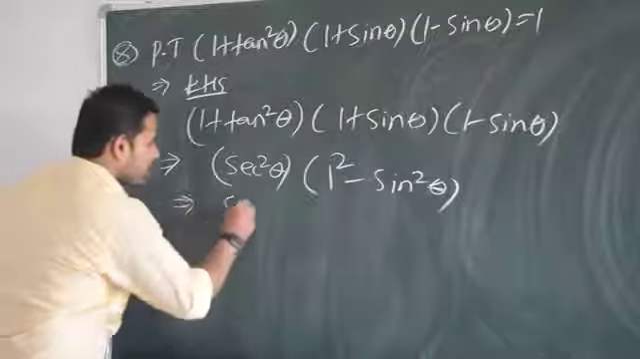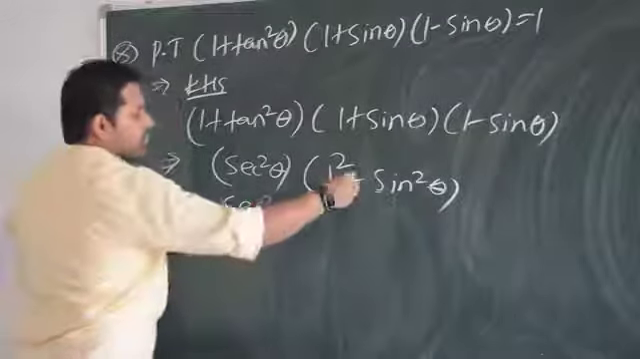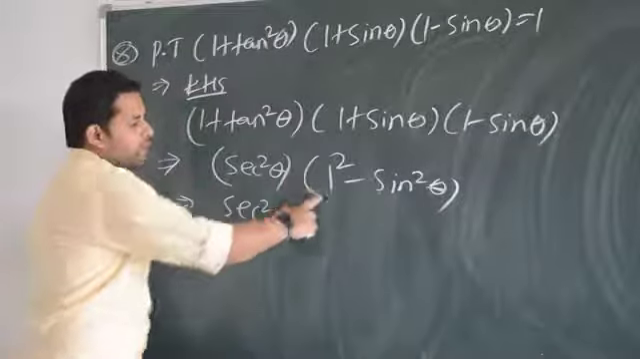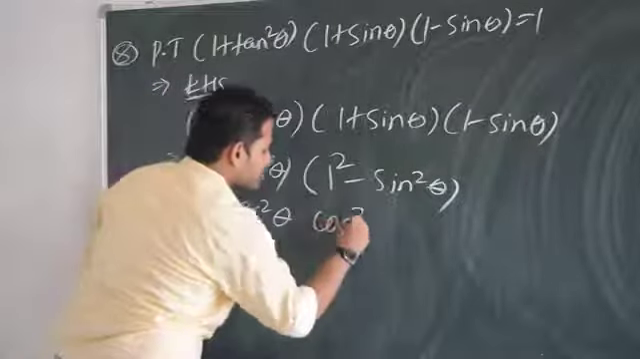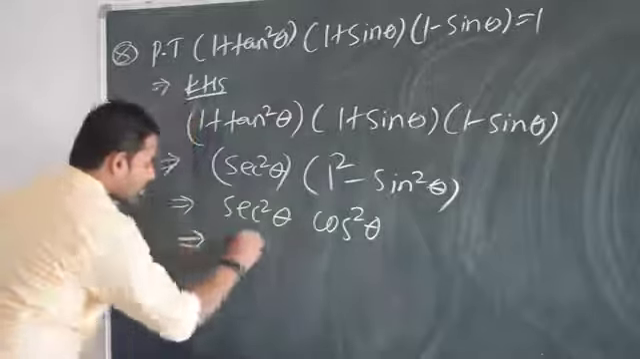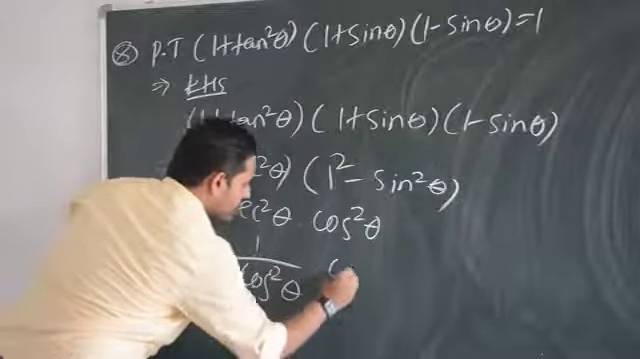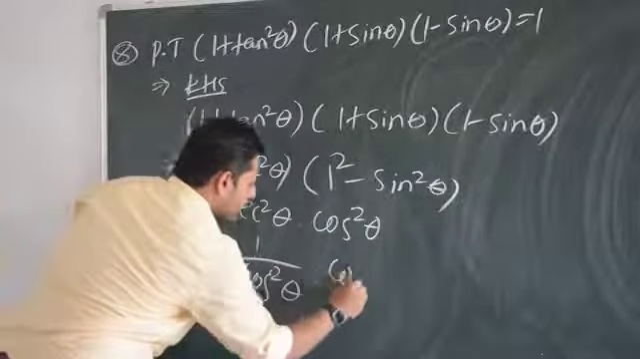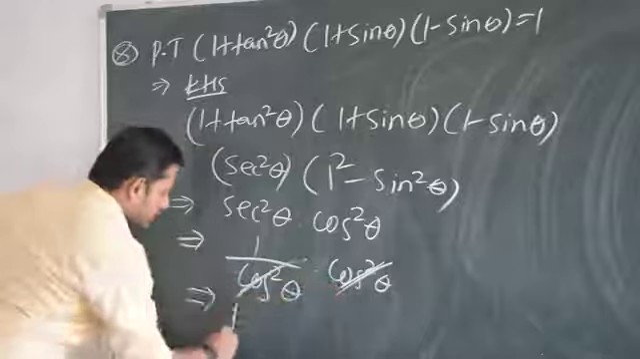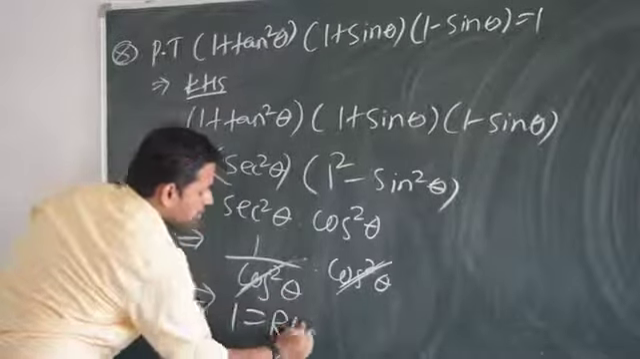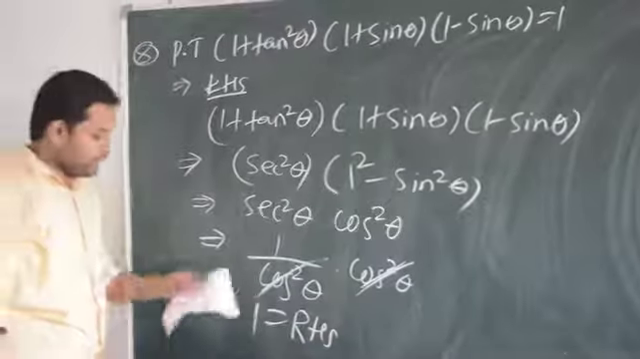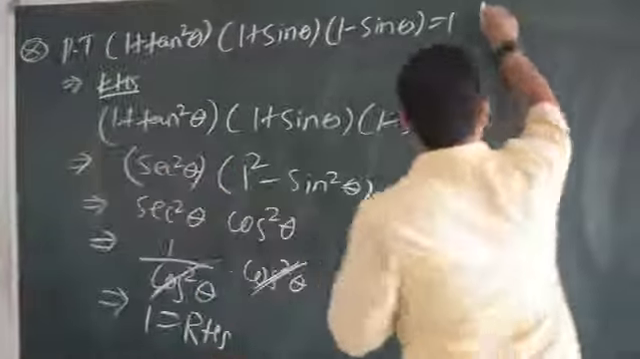Then it is going to be secant square theta. Then 1 square means 1. 1 minus sin square theta becomes cos square theta. This secant square theta can be written as 1 over cos square theta. Then I have cos square theta. So they get cancelled. Cos square theta and cos square theta get cancelled. So that is equal to 1. That is equal to RHS. This is also done. Simple. Okay. Let's get into the next question now.